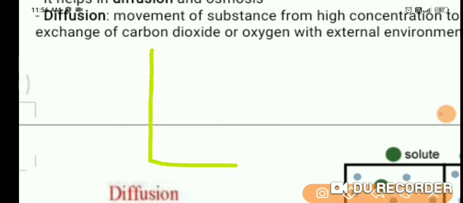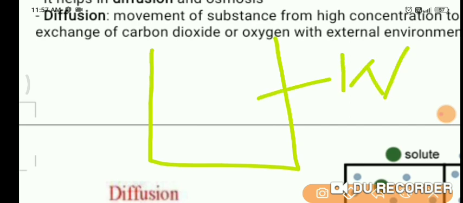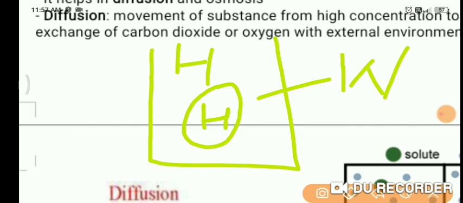And then the third one is isotonic solution. For example, if we have a beaker filled with water, and we are keeping grapes in it, then what will happen? Here also we have sufficient water. In both cases, the concentration of water is high. In this case, neither will water go inside, nor will water come outside.